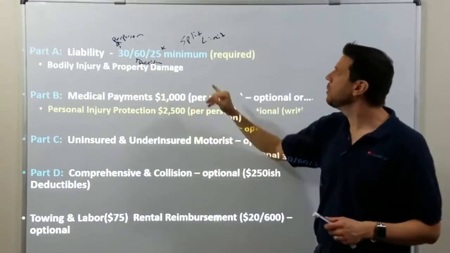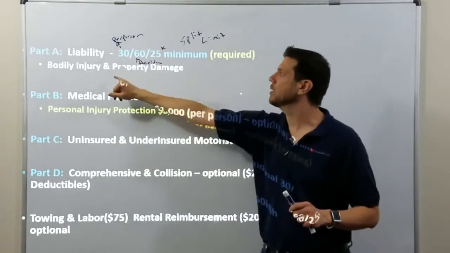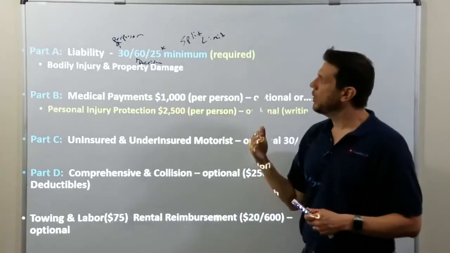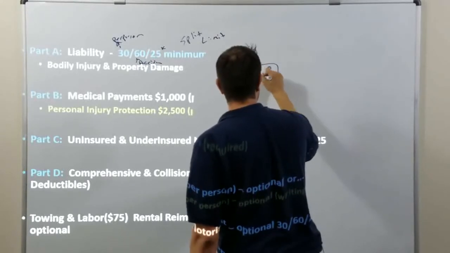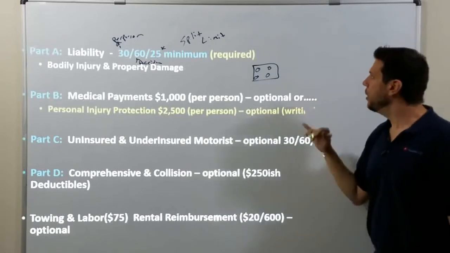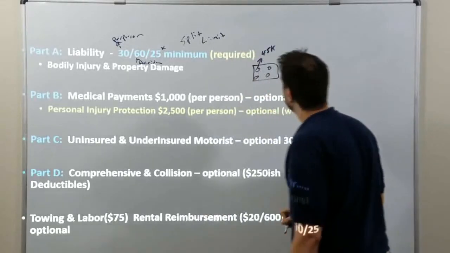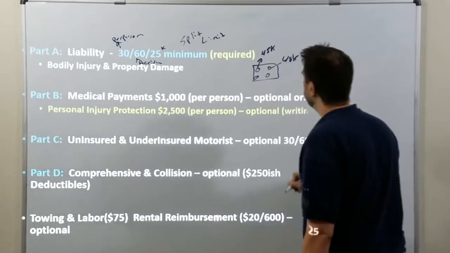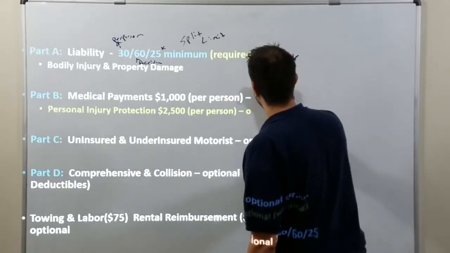The maximum total that it will ever pay out is $60,000 bodily injury. So I'll give you an example. Let's say you hit a car and there's 4 people in the car. You injure the first guy for $45,000. You injure the second guy for $40,000. You injure the third guy for $20,000. And you injure the fourth guy for $10,000.